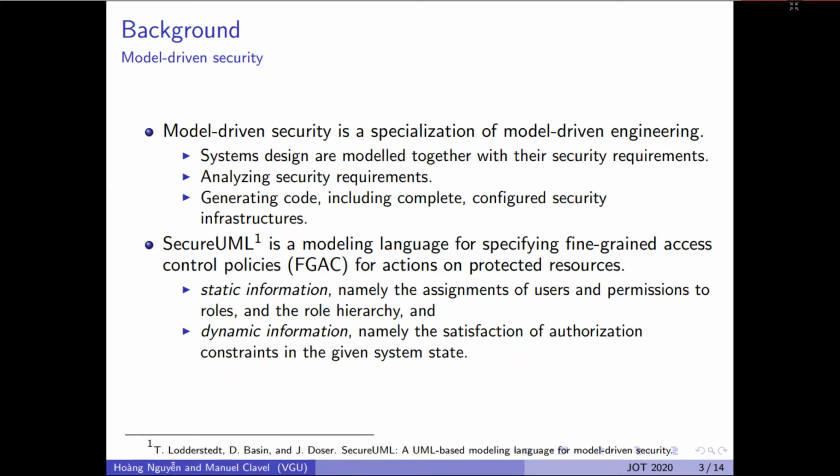Using SecureUML, one can then model access control decisions that depend on two kinds of information. On the one hand, the static information, namely the assignment of users and permissions to roles and the role hierarchy, and on the other hand, the dynamic information, namely the satisfaction of authorization constraints in a given system state. Then, given a specific SQL query and an execution user, we formally answer the question whether the given user is authorized to execute a given SQL query according to the given access control policy.